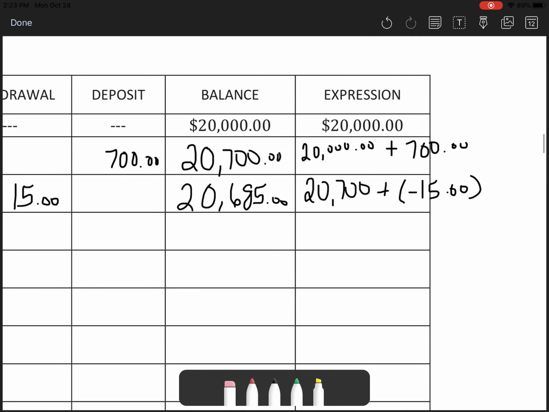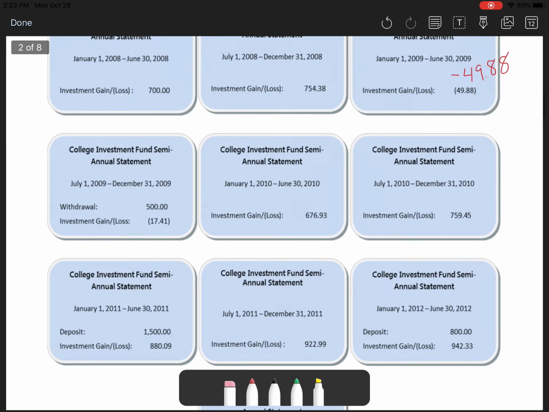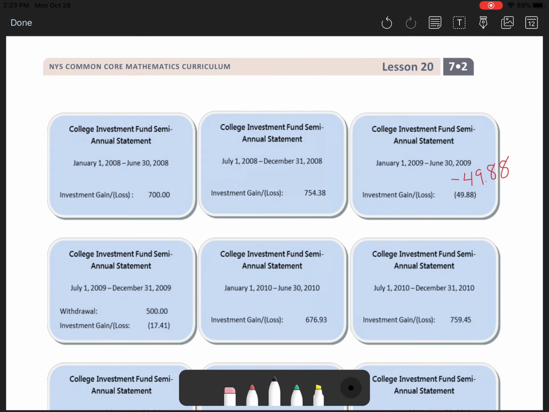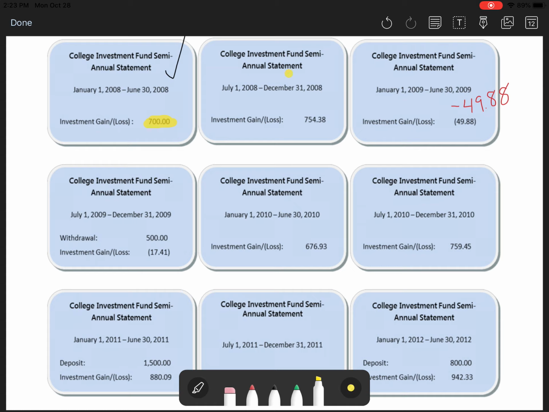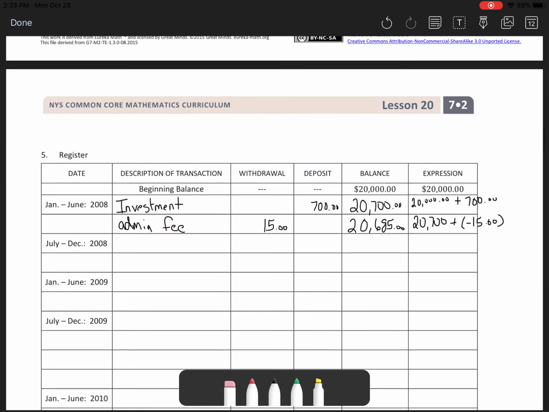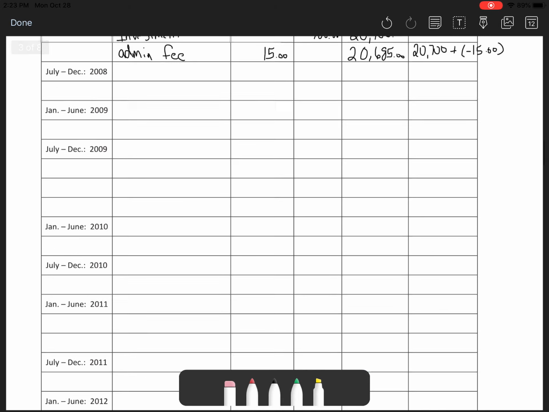So I'm going to go back up to this, and I'm going to put a little check here because I did everything that was in this account. I did my $700 fee, and I did my admin fee, which is included in every one of them. So what I want you to do now is go through every single one of these statements, this one, this one, this one. I want you to go through all 10 of those statements and continue adding them down on the line.